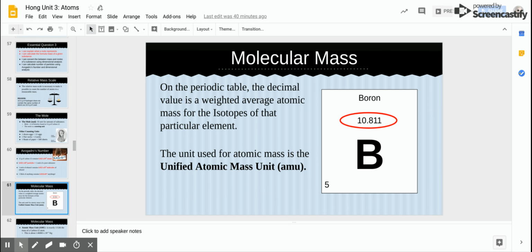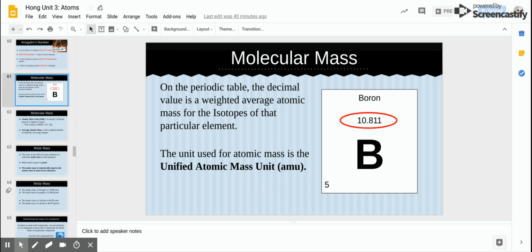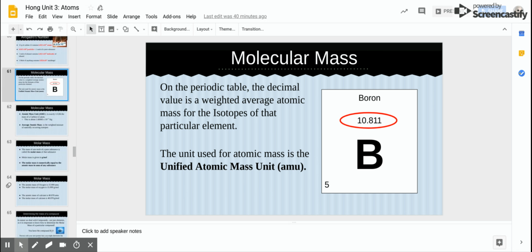So if you right now could please grab your periodic table and also have a calculator available, that will be super helpful for the rest of the notes for this first part of essential question 3. So pause the video, grab what you need, and then push play again.